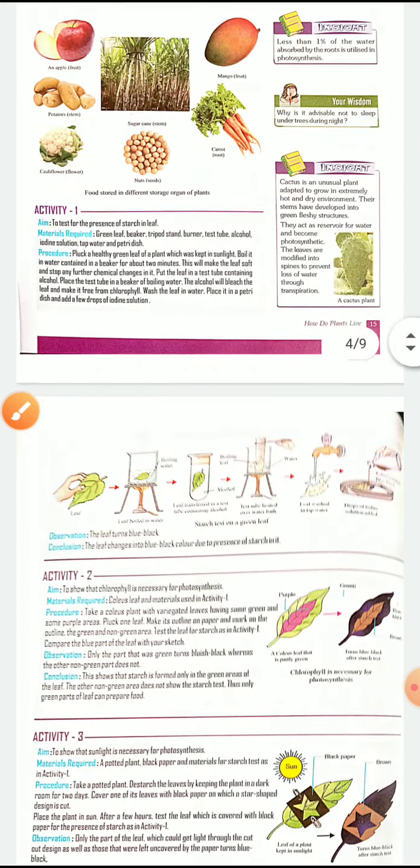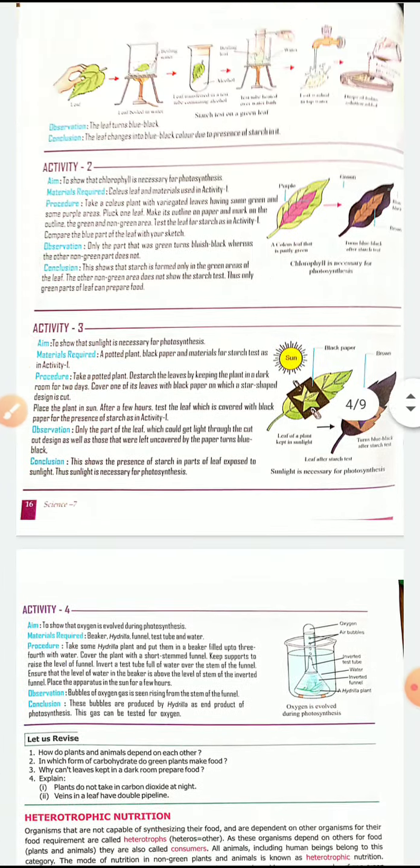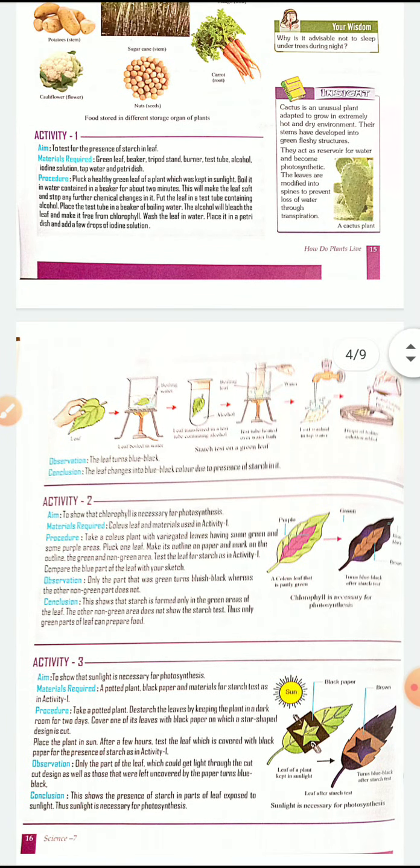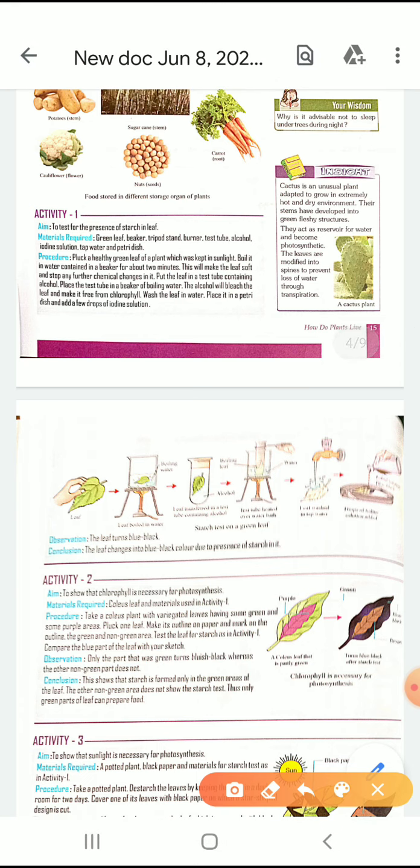Now we come to the activities. In the first activity you are going to prove the presence of starch in leaf. We said that in photosynthesis glucose is formed. Glucose is stored in the form of starch. So we will be doing this activity and we will be proving that starch is present in the leaf.